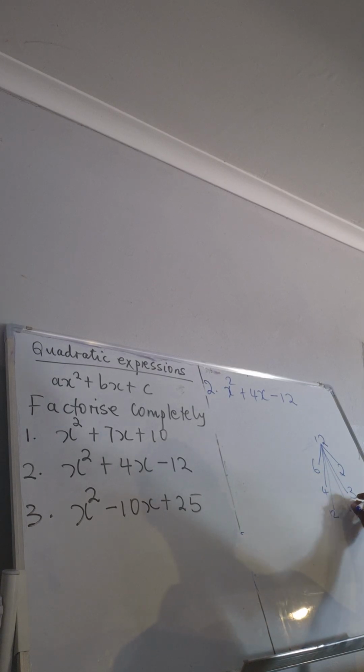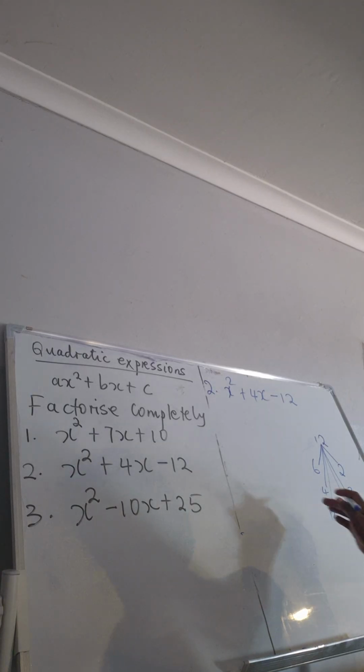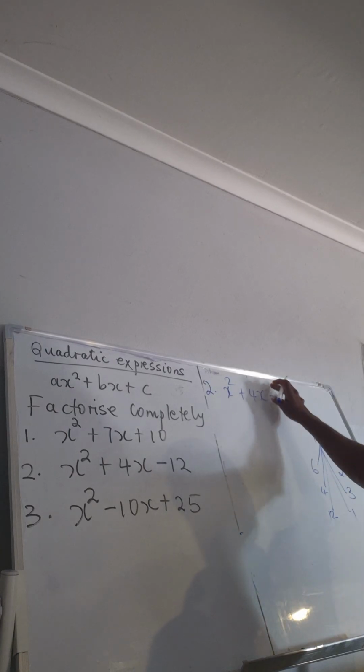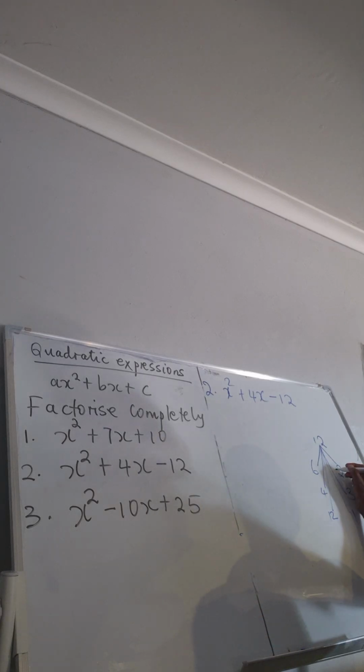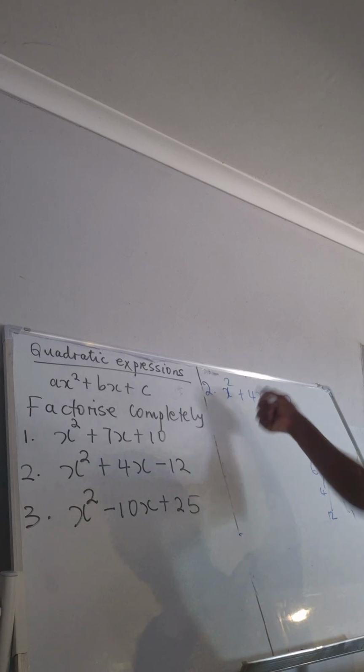Because 4 plus 3, you get 7. 4 minus 3, you get 1. 12 plus 1 is 13. 12 minus 1, you get 11. So the obvious one is this one. But for us to have negative 12 and have plus 4, we must put a negative 2 here, so that 6 minus 2, we get 4.